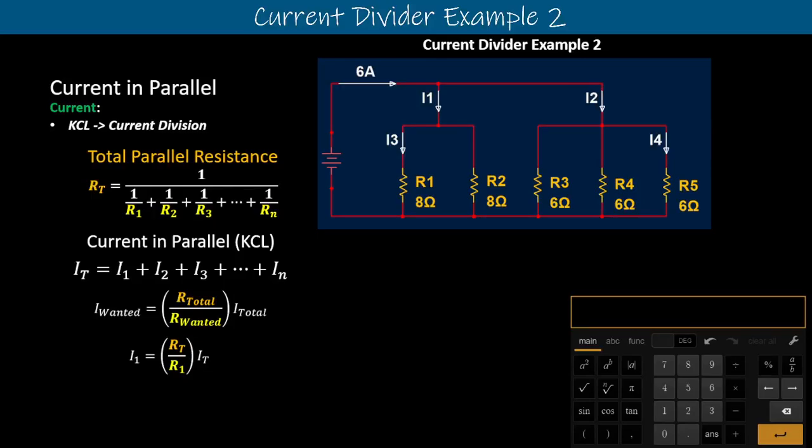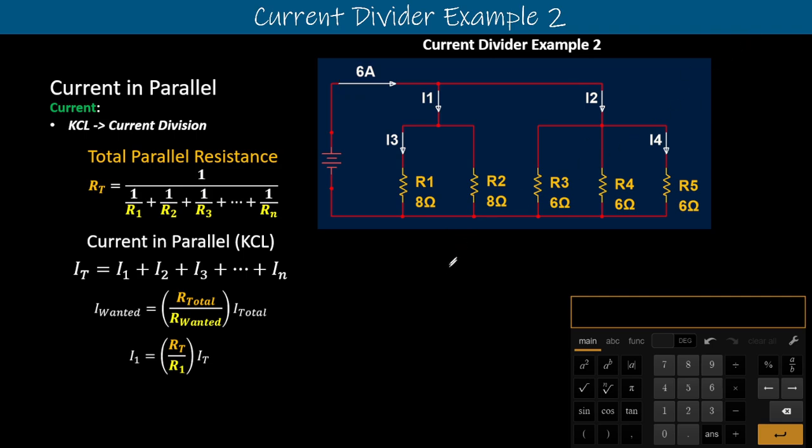Hello and welcome. In this video, we're going to look at how to solve for many different currents using the current divider equation. This circuit gave us 6 amps across the top, and it gave us every one of our resistor values, which means that we can use our current divider equation to solve for the branch currents of each of those.